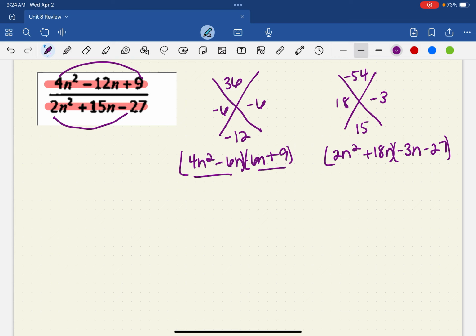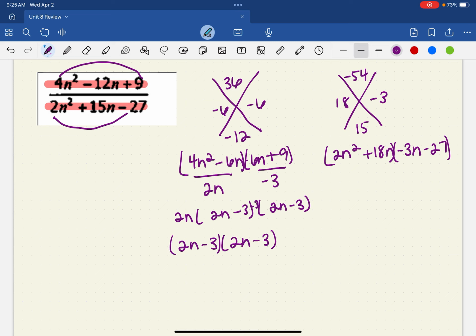Okay, GCF of each one. So first one, 2n. Second one, I've got a negative 6, so a negative 3. 2n. I am left with 4n squared divided by 2n would be 2n. Negative 6n divided by 2n would be negative 3. Negative 6n divided by negative 3 is 2n. 9 divided by negative 3 is negative 3. And I forgot to put negative 3 right here, my fault. So put 2n minus 3 in one parentheses, 2n minus 3. This one worked out nicely because it was the same thing.